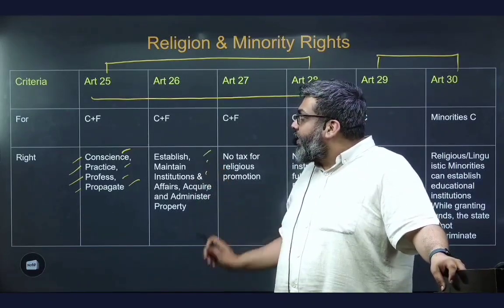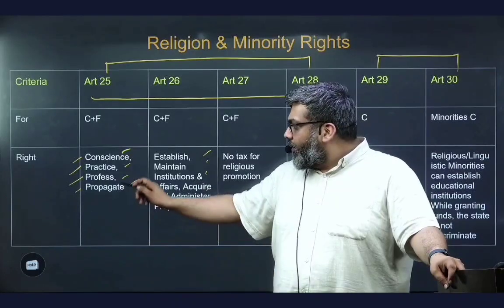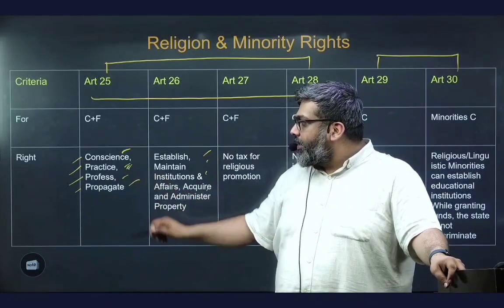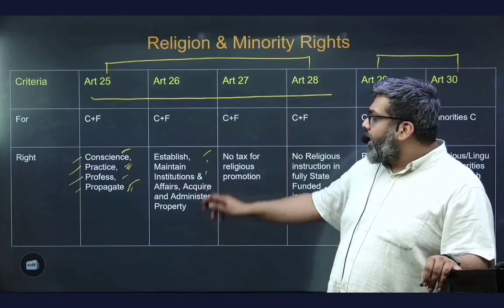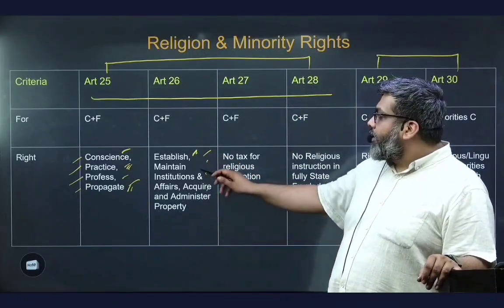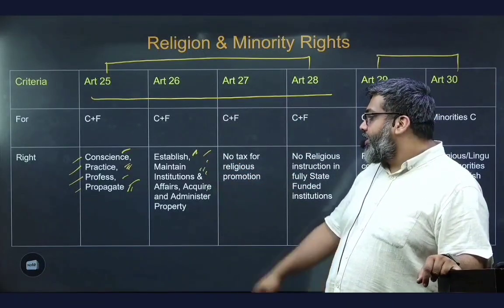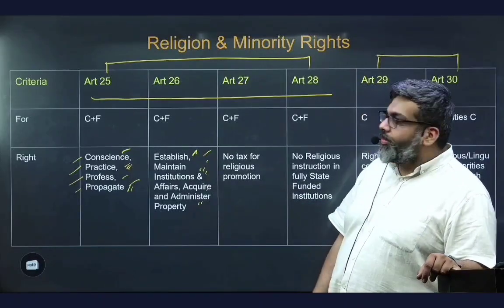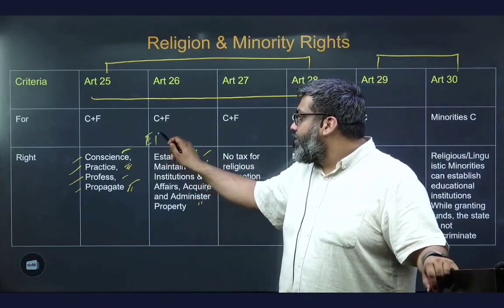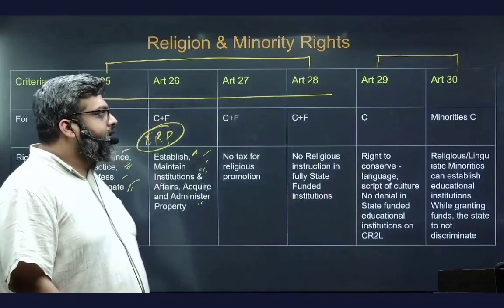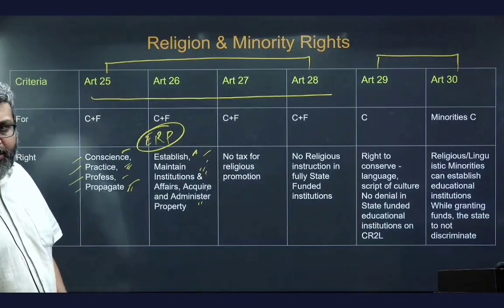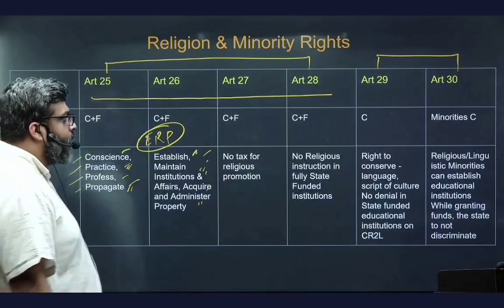If you actually read 25 and 26 together, the Supreme Court will intervene on what is an essential practice, what does propagate mean, how much can you establish and maintain, how much can the state regulate your institutions, what is the kind of acquisition that you can have. All of this will lead to what is called essential religious practices, which gets applied to cases like Sabarimala and now the recently in news Uniform Civil Code.